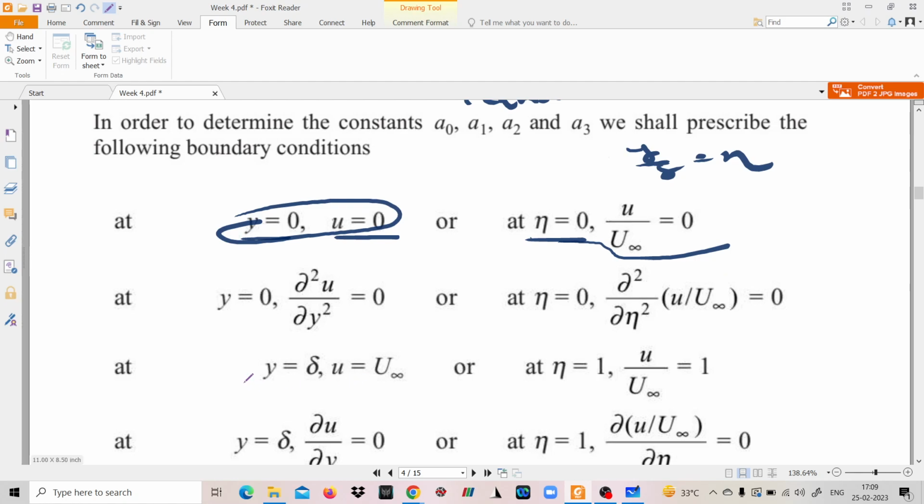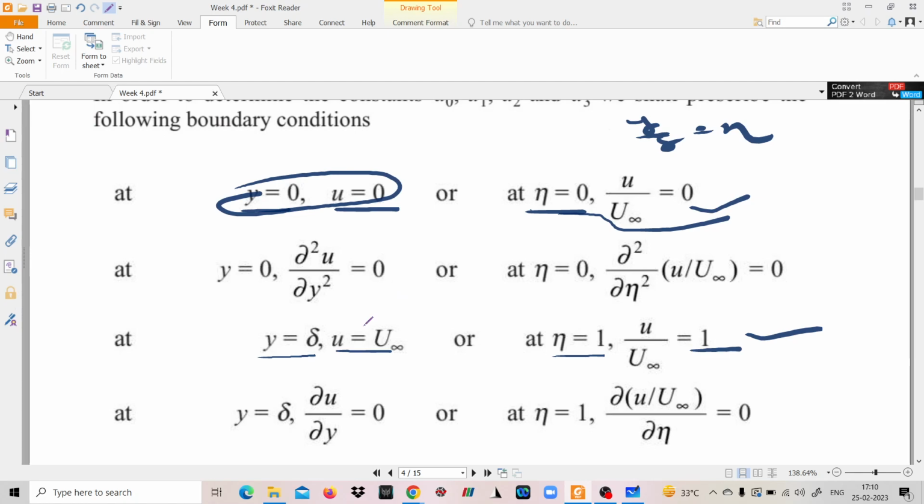This is the second condition. At y equal to delta, that is, at the outer edge of the boundary layer, u is equal to u infinity. So when y is equal to delta, the value of eta is 1 because it is y by delta, and u by u infinity will be 1. These two we have already seen; these are the boundary conditions for Prandtl's boundary layer equation.